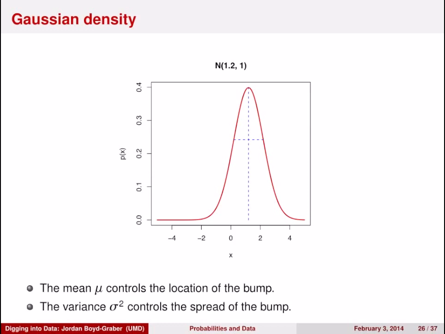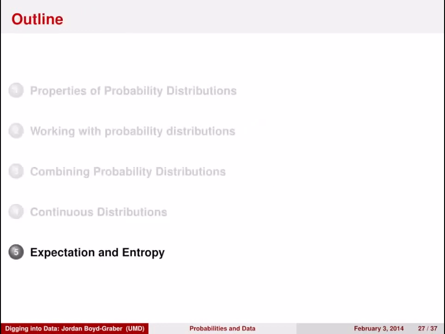That's all I wanted to say about continuous distributions right now. You'll hear more about it when we talk about regressions, but this should tide you over until then. The last thing that we're going to talk about today are two mathematical descriptions of probability distributions that we can use to understand the properties of a distribution. They are expectation and entropy.